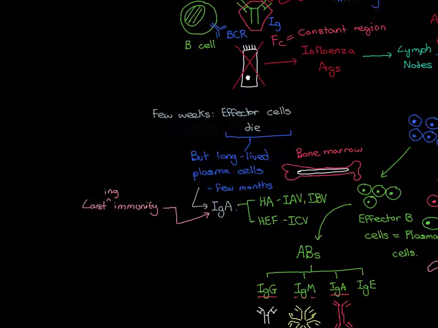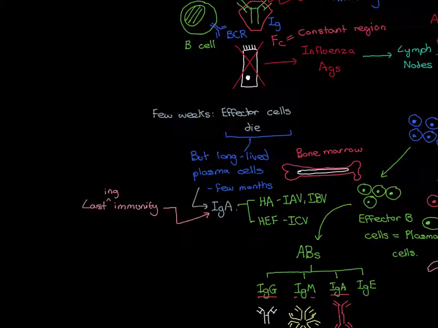Unfortunately, it does not last. The long-lived plasma cells will start to decrease in number. They do start to die. And as the number decreases in the bone marrow, the amount of IgA they're producing as a population will go down and down and down. So therefore, the amount that's in the mucus of the respiratory epithelium will go down and down and down.